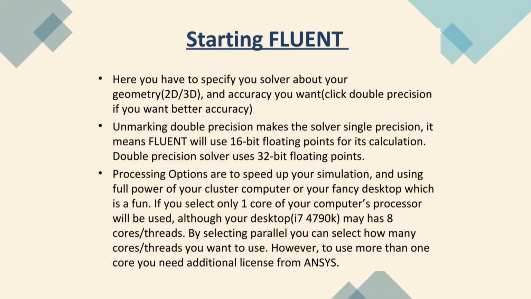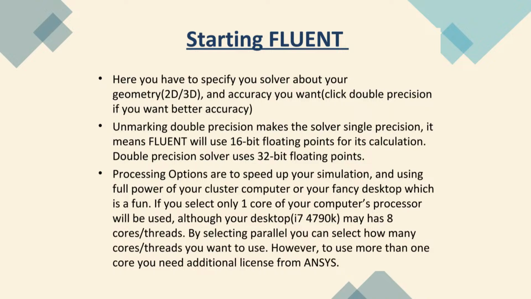Here you have to specify your solver for your geometry, 2D or 3D, and the accuracy: tick the double precision or the single precision, whichever you want. Unmark the double precision if your solver is single, or you mark it for double precision, which gives 32-bit floating points versus 16-bit. So, the processing options are to speed up your simulation and use the full power of your cluster computer. You can use 1 core, or some computers have 8 cores. You can just select which one you want.